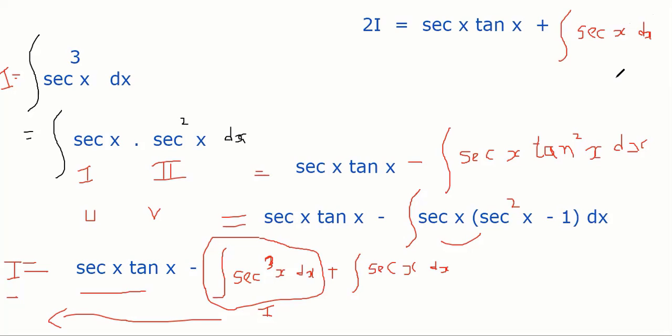That is a golden thing, a very different thing. When we are solving a question and in some step we find exactly the same question again, assume it is the same question and then move it. So 2I is this.